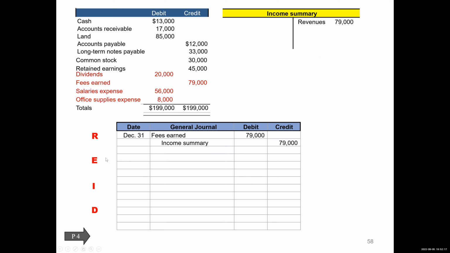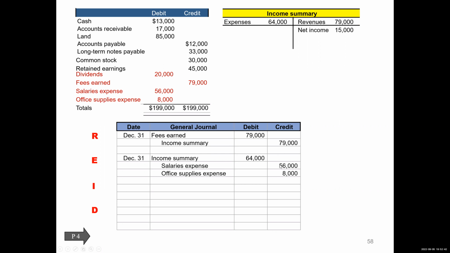The next one we're going to do is E, which is close expenses. Now you see that expenses, looks like there's only 2 of them, right? Salaries expense and office supplies expense. Those are debit balances, right? Well, how do you get rid of a debit balance? Well, with the credit. So we're going to credit all of our expenses to take them out. And where do we put them? Into income summary.